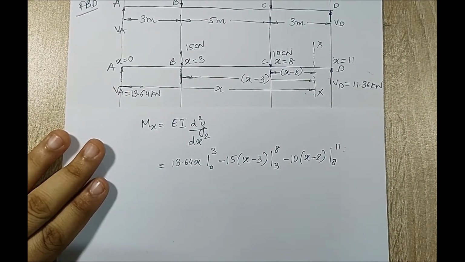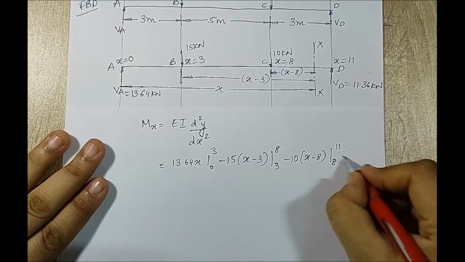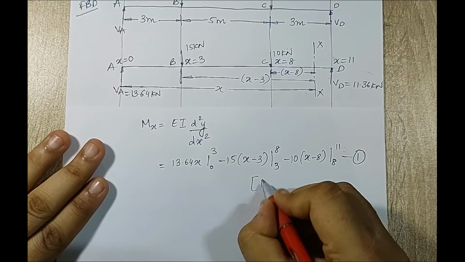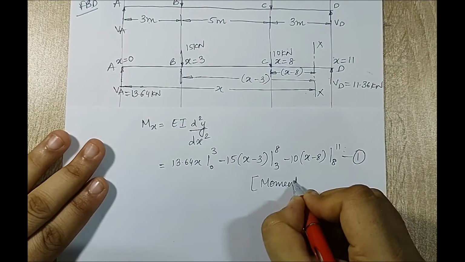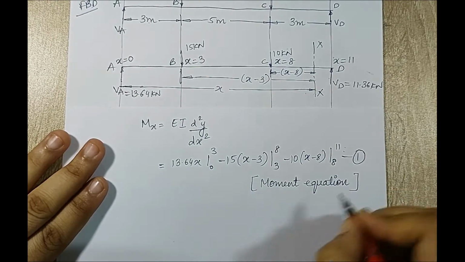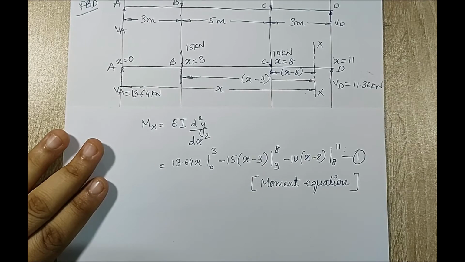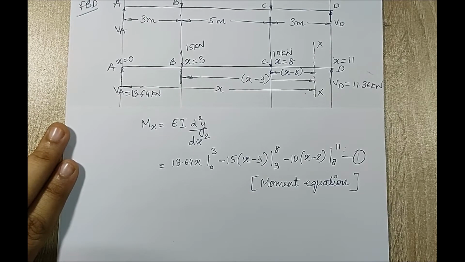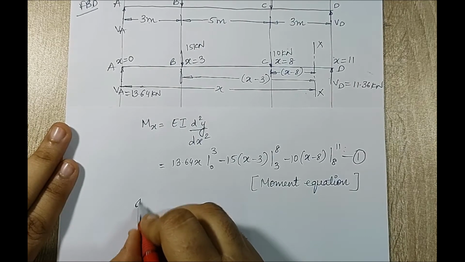Now this is going to be my moment equation. So this is my first equation. I'll call this the moment equation. Now after this I have to write down the slope and the deflection equation, because that is what I'm supposed to calculate. So I'll write down integrating twice.